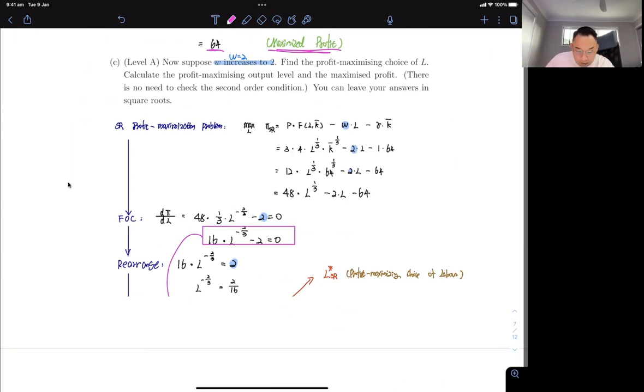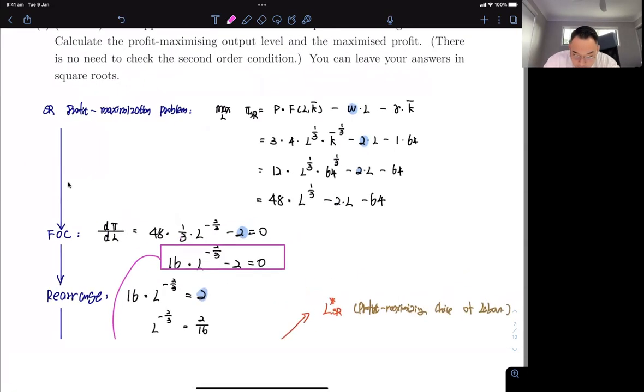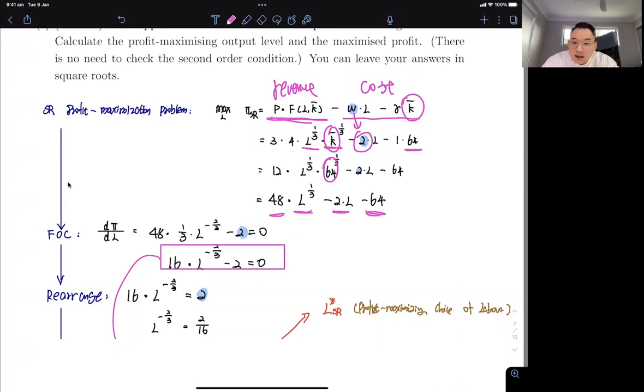Right. So repeating the same process, the short run profit maximization problem is to maximize pi SR, which equals the revenue minus the cost, which equals 3 times 4 times L to the power of 1/3 times K bar to the power of 1/3, minus 2 times L. Remember, that's the difference here. Minus 2 times L, minus 1 times 64. Again, K bar equals 64. In the end we get 48 times L to the power of 1/3 minus 2L minus 64. Then what's next? Next, obviously we check the first order condition, right?